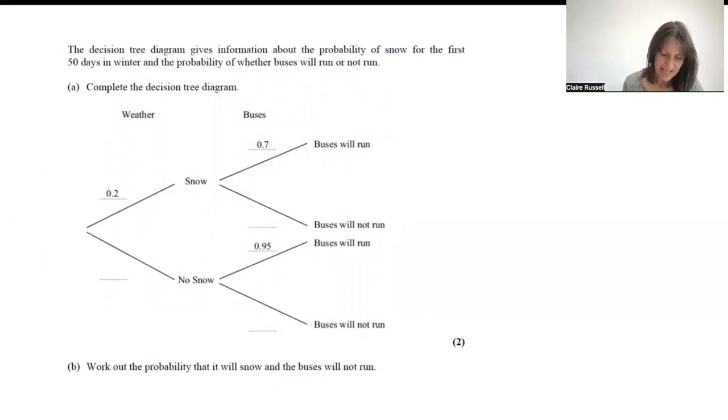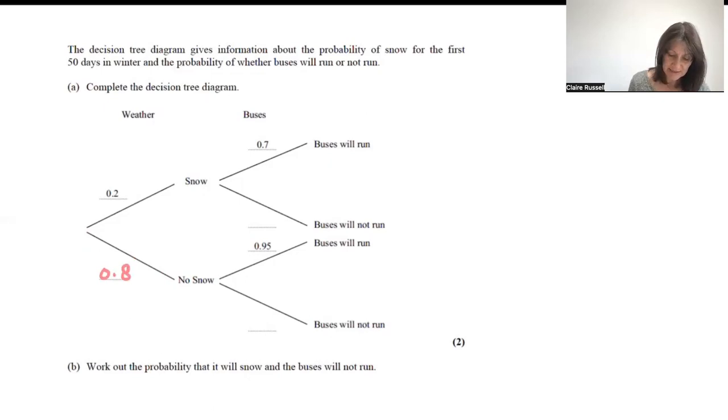Okay, so we've got a tree diagram. The story is telling us about the weather and about how that will affect or impact the buses. So we need to complete the tree diagram. If the chance or probability of it snowing is 0.2, then the probability of it not snowing is 0.8. Remember, probability always adds to 1.